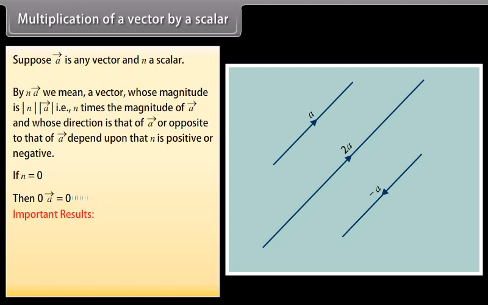Important results. mn vector A equals m into n vector A. n into (vector A plus vector B) equals n vector A plus n vector B. (m plus n) into vector A equals m into vector A plus n into vector A.